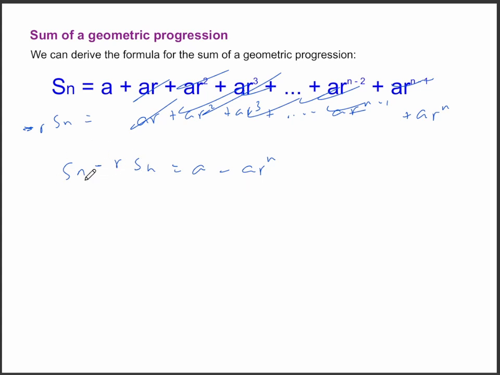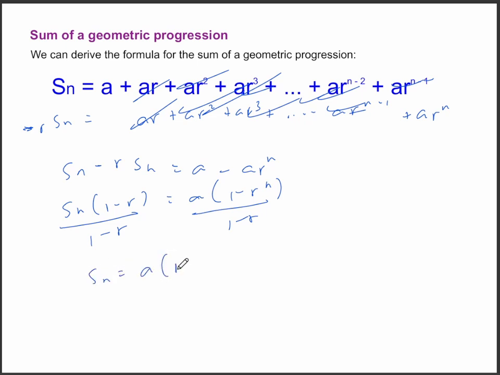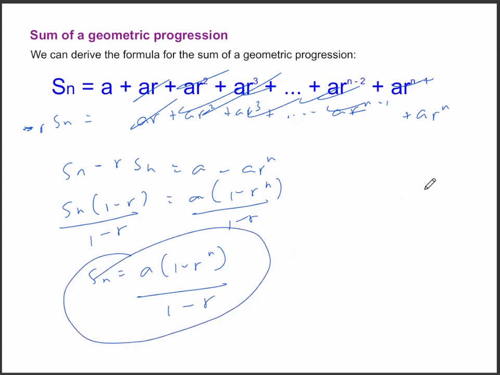Well, what we can do here, factorize Sn on the left, factorize a on the right. We end up getting Sn times 1 minus r equals a times 1 minus r power n. And remember, we wanted to find Sn, which to make this the subject, we just divide by 1 minus r, we divide by 1 minus r. And that will give us the formula of the sum of the geometric progression, where Sn equals a times 1 minus r power n over 1 minus r. And that's going to give us the sum of the geometric progression formula.